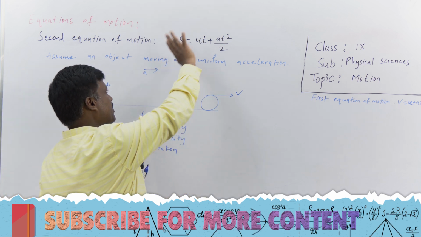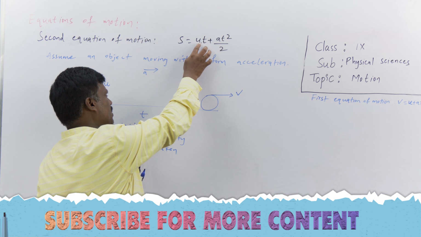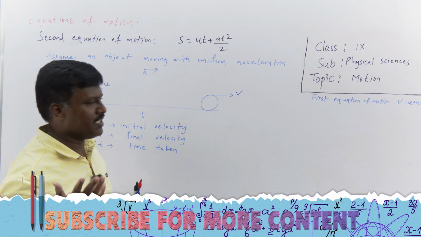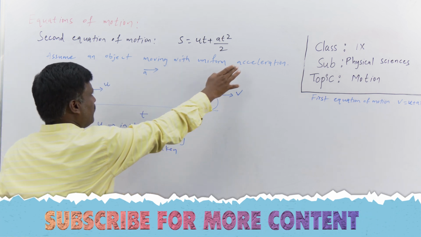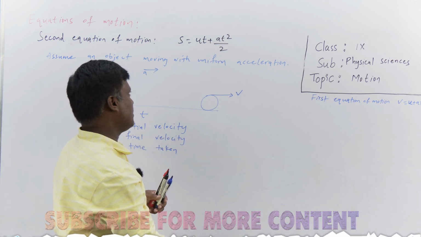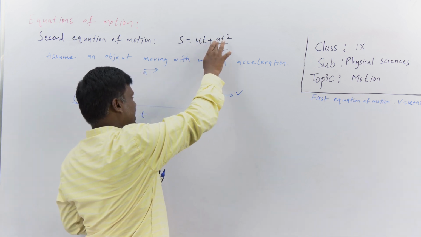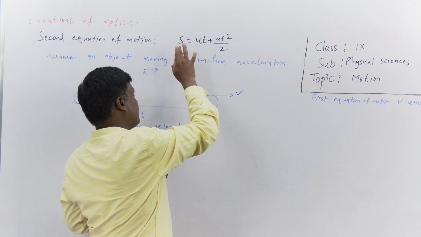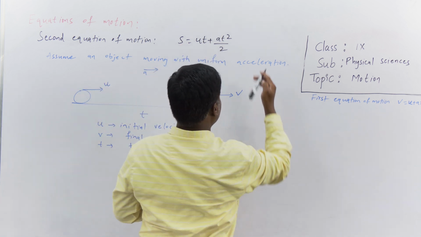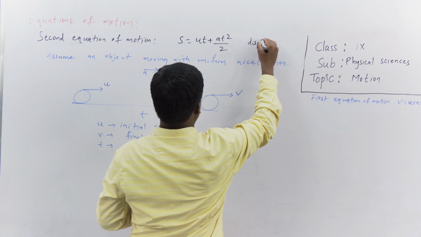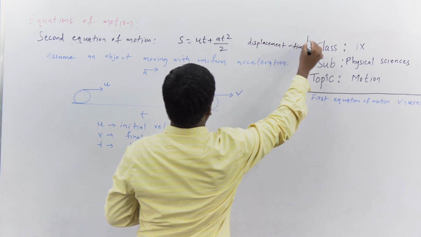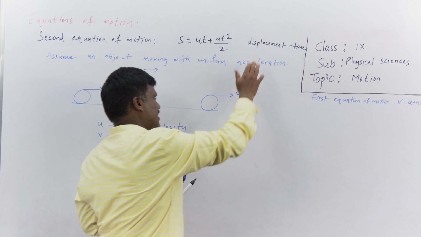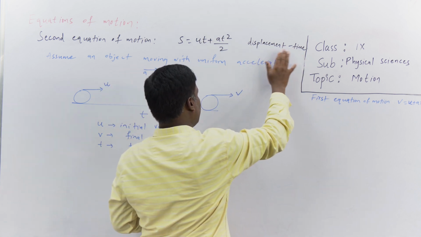The second equation of motion is s is equal to ut plus at square by 2. S stands for distance. Distance in one direction is called displacement, because we assume that the object is moving with a uniform acceleration, so it travels in a straight line. u is the initial velocity, a is acceleration, t is time. This gives you the relation between the distance and the time. That is why the second equation of motion is also called the displacement-time equation. With its help, mostly we find the displacement and the time.